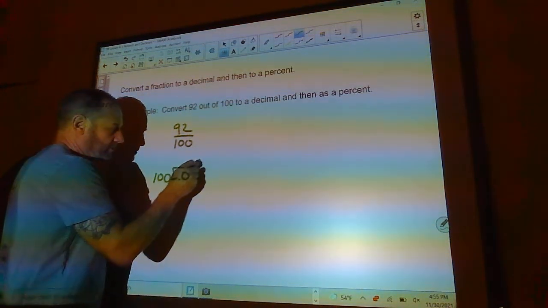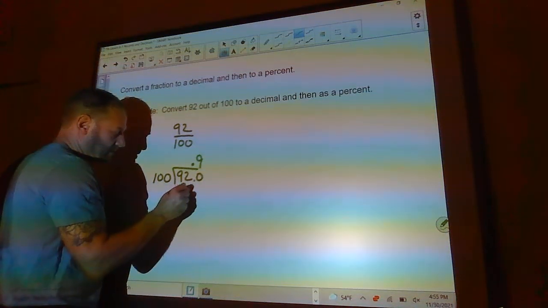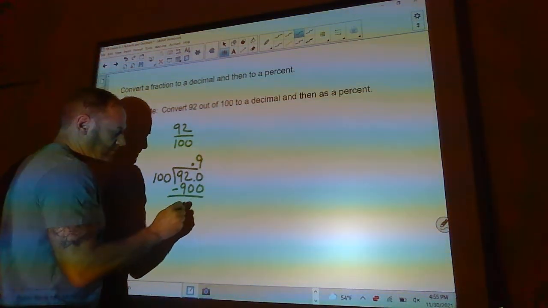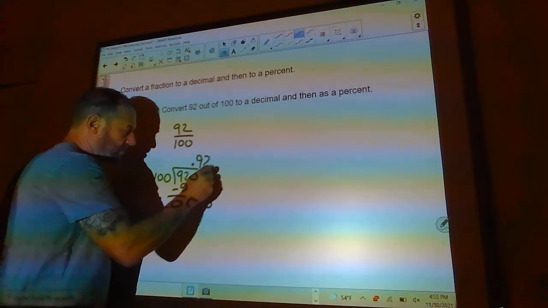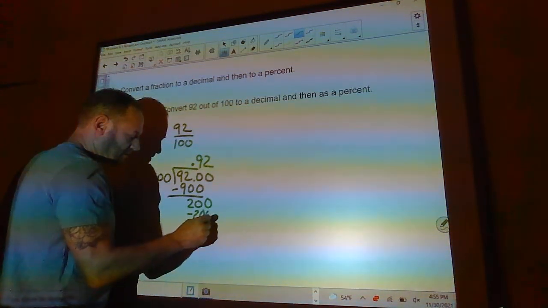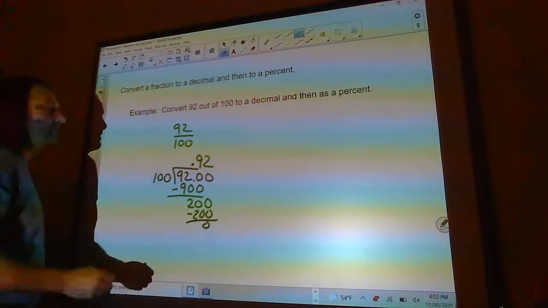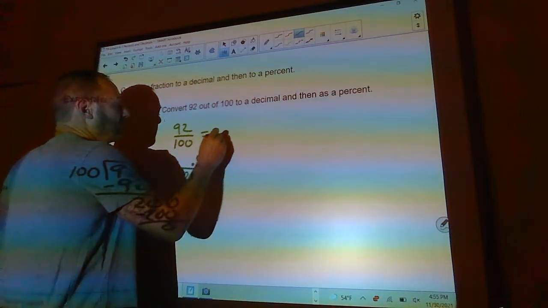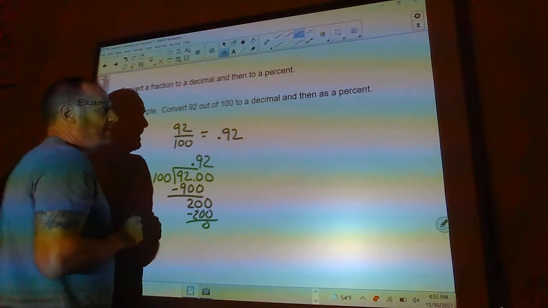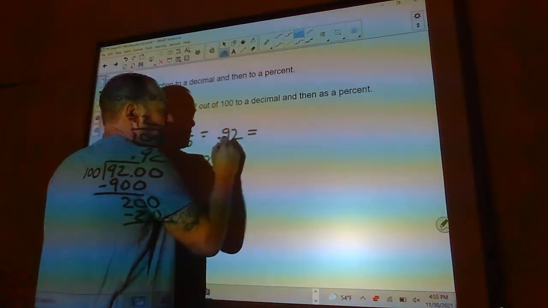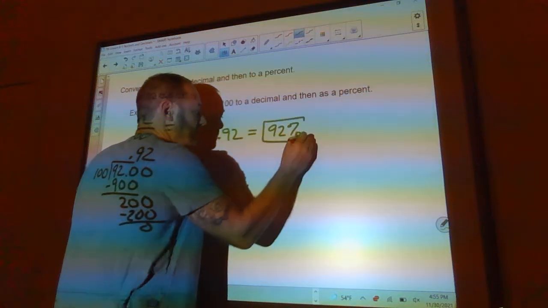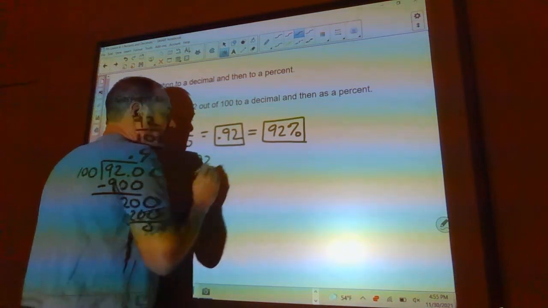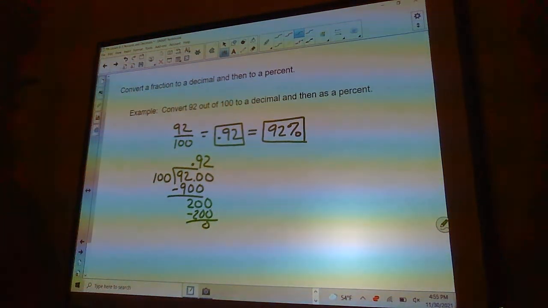100 will go into 92 9 times. That's 900. Subtract, that leaves 20. Drop a 0. That goes in there twice. That's 200 and 0. So it's 0.92. So this becomes 0.92. And then I convert that to a percent by moving the decimal 2 to the right. So that's 92%. So there's one answer. There's the second answer. And you're done.